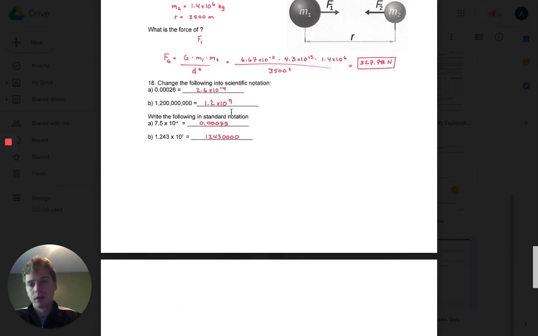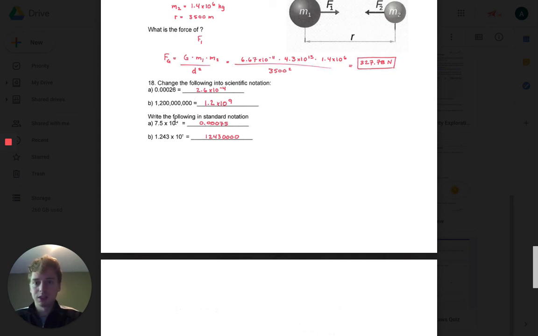And then finally, number 18, this one is just really asking you how well you know your scientific notation. I'm not going to be quizzing you on this, though. So anyway, you would turn the first number into 2.6 times 10 to the negative 4th. You move the decimal 4 times to the right. Then 1.2 times 10 to the 9th: you move the decimal to the left 9 times.